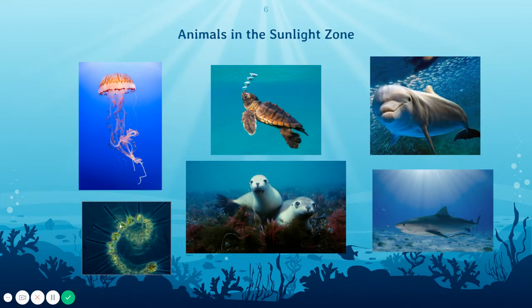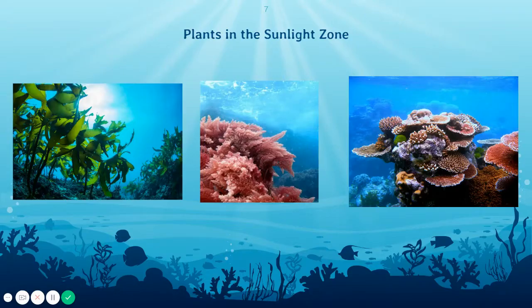And this is phytoplankton, which sustains the life in the sunlight zone because many animals that live here feed off of this stuff, and it's very important to maintaining the ocean's ecosystem. And over here we have some of the plants in the sunlight zone. Here we have seaweed, we have barnacle, and we have coral reef. Very colorful, beautiful sunlight zone.